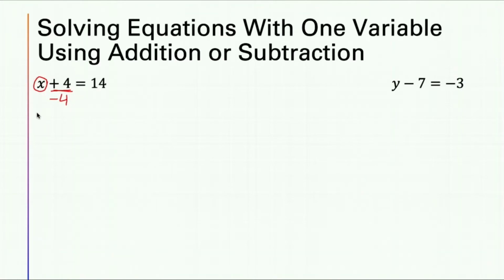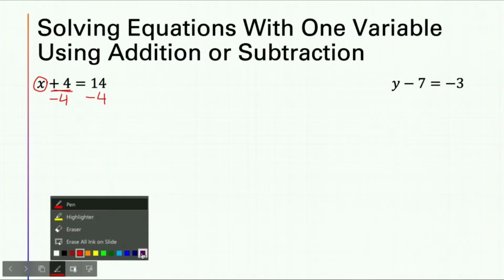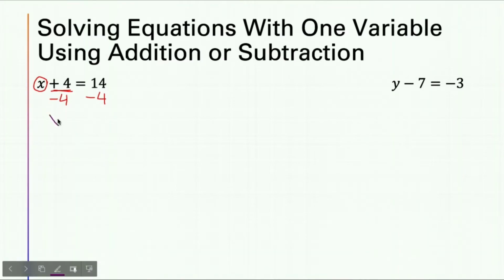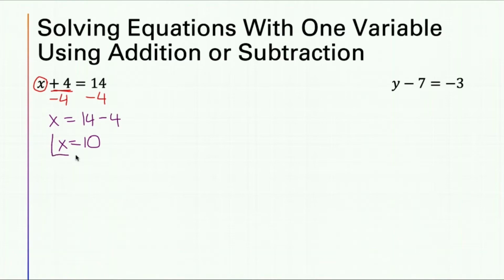And what you do to one side, you need to do to the other side. Because if you want to move it to this side, you need to do it to both sides. So we need to subtract 4 from here too. And this results in x equaling 14 minus 4. See how the 4 moved to this side? Now we have x by itself. Now you can simplify this and you'll get x equals 10, which is our solution.